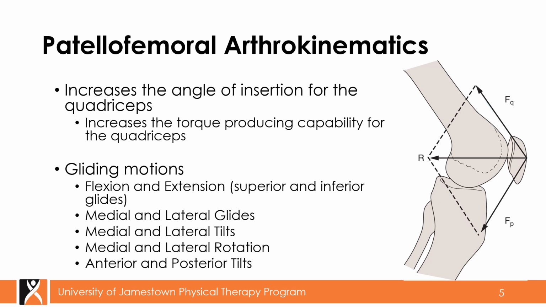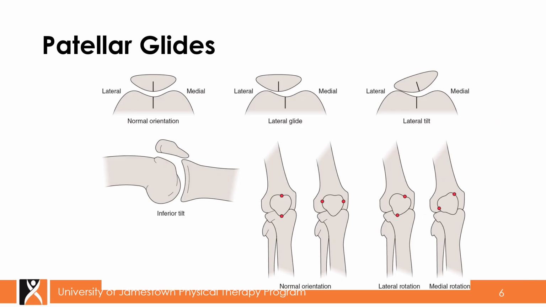If your knee is in a rested position closer to extension, you can change the position or glide the patella in multiple different directions. So flexion and extension allows for that superior and inferior glide. If you're going through mobilizations, you can also do medial and lateral glides. You can do medial and lateral tilts, medial and lateral rotation, and then anterior and posterior tilts. Here are a few pictures just looking at the things we just discussed with the different glides and different positions of the patella itself. You can see different lateral and medial glides and then the tilts associated with those.